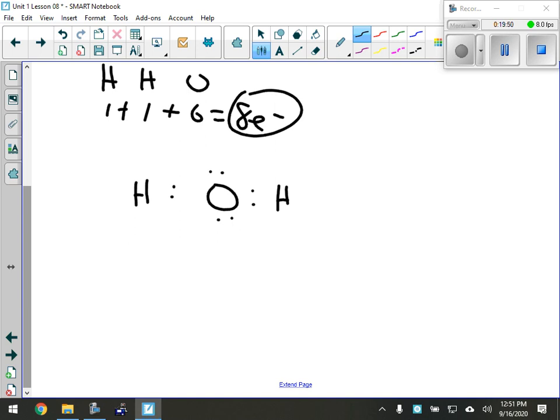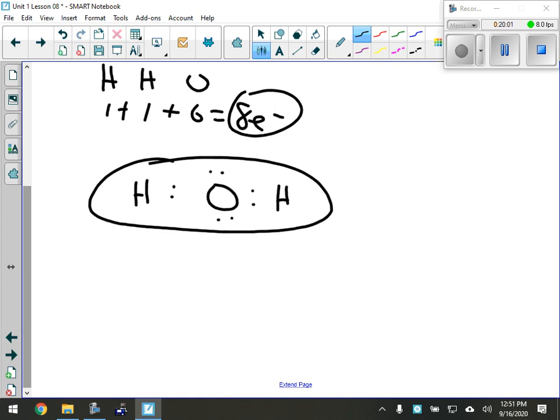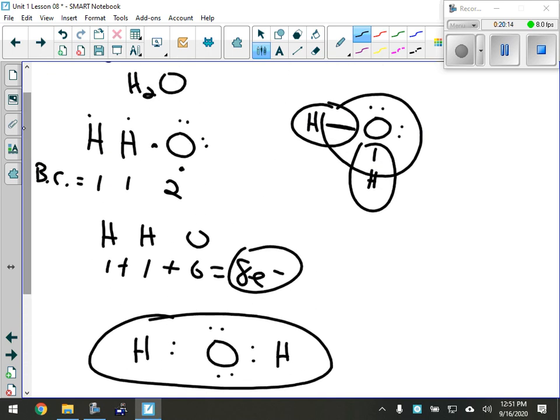Now, is this wrong? If you drew it like this, I would still give you marks for this. That's fine. However, if you had to pick a shape that this looks like, you'd probably say it's kind of linear-ish, yes? It's all kind of lined up. But the problem is water is not linear. Water actually looks like that. It's what we call bent, okay? So that's, in this case, why I kind of like that option better, because it kind of forces you into this bent molecule. Water looks like this, okay?